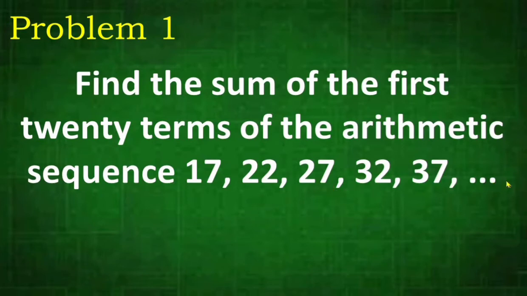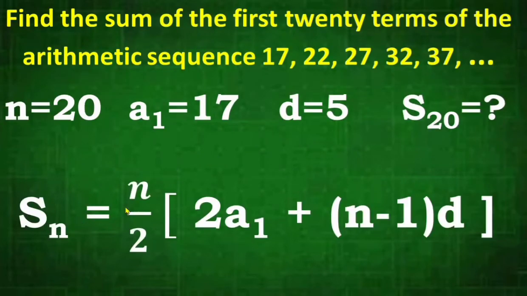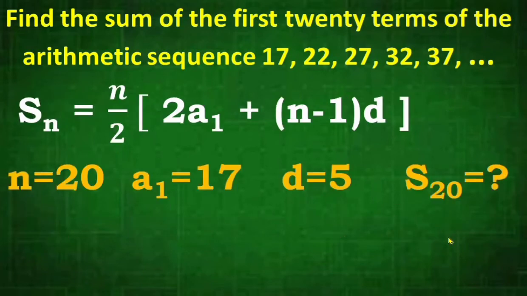But take a look, is the last term indicated in this problem? No. So what do you think will be the formula that we're going to use? That is, S sub n is equal to n over 2 multiplied by 2a sub 1 plus the quantity n minus 1 times d. So, let's now solve the given problem.